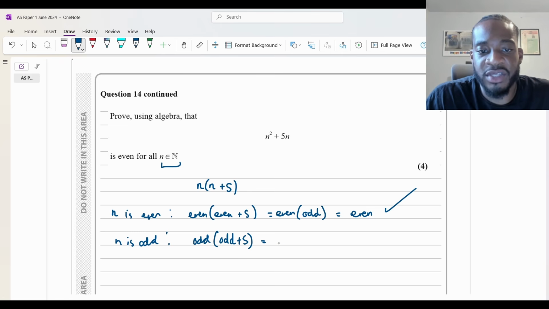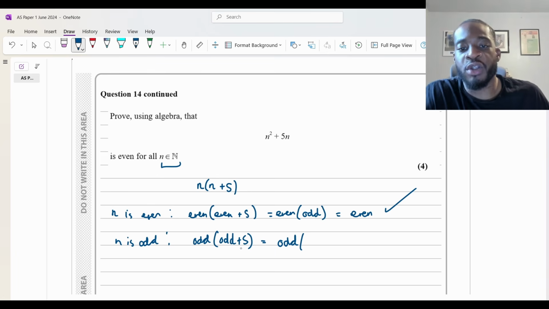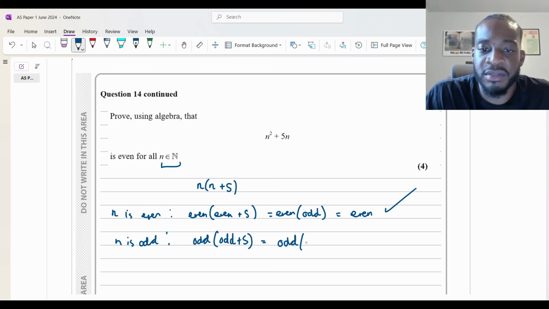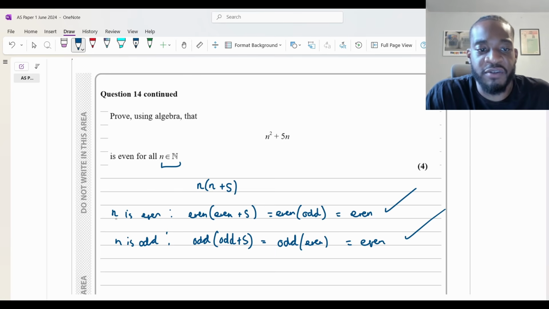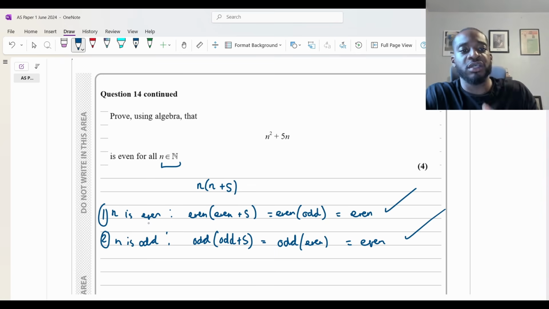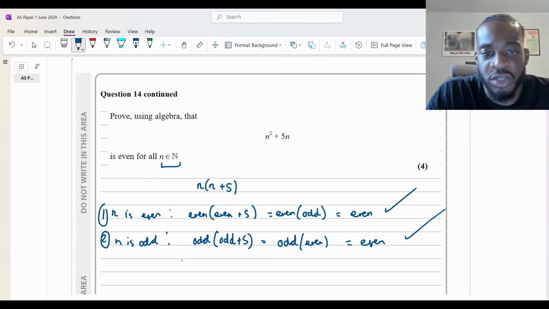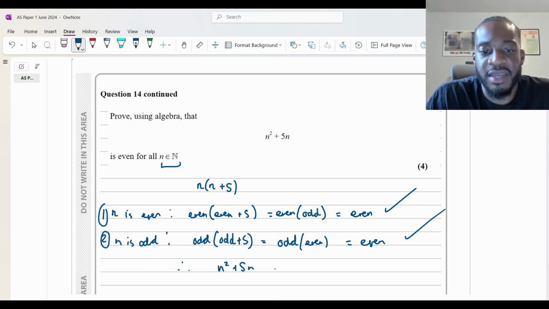Okay, and then now this is odd. And then, well, what is an odd number plus 5? Another odd number. They must make an even number. So you're going to have odd times by even, which again is even. And now you've proved both cases. And now once you're here, case 1, case 2 have proved, even, odd, you can just use the statement. So you can say, therefore, n squared plus 5n is even for all n in N.